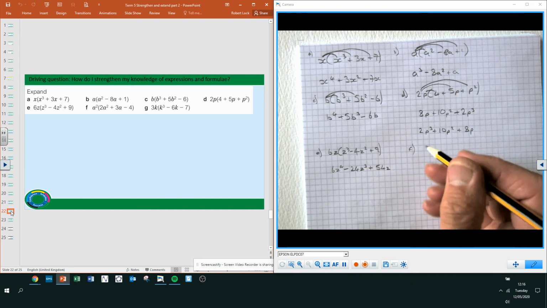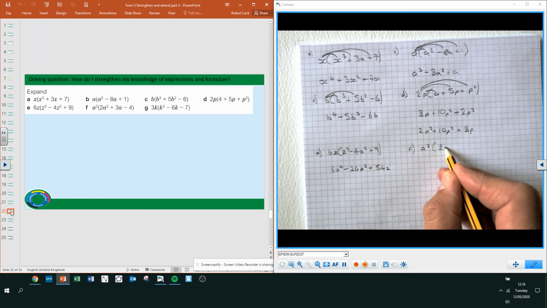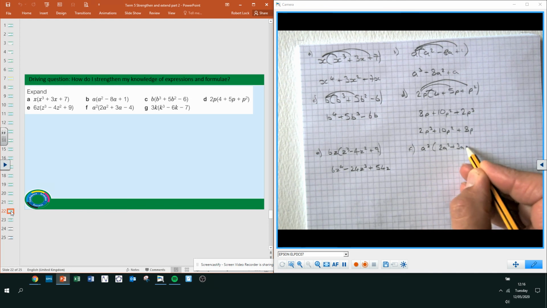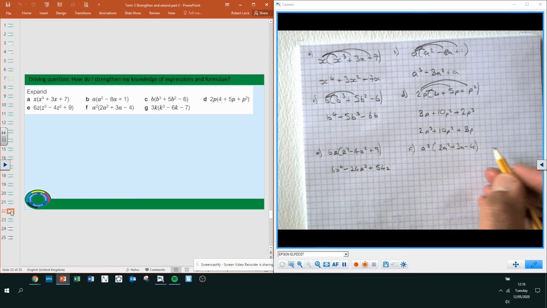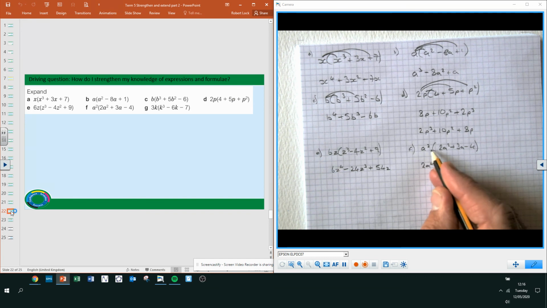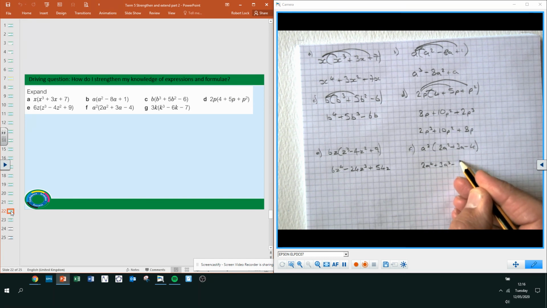F. A squared bracket 2a squared plus 3a minus 4. That'll be 2a to the power 4 plus 3a to the power 3 minus 4a squared.